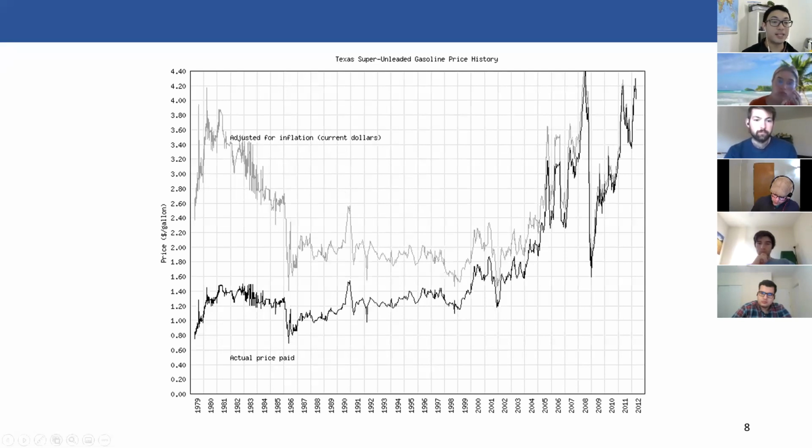And so you guys can see, hopefully really clearly here, that inflation really increases over long periods of time. So it's important to think about this effect when you're thinking about prices or costs of items many years in the past or even many years in the future.